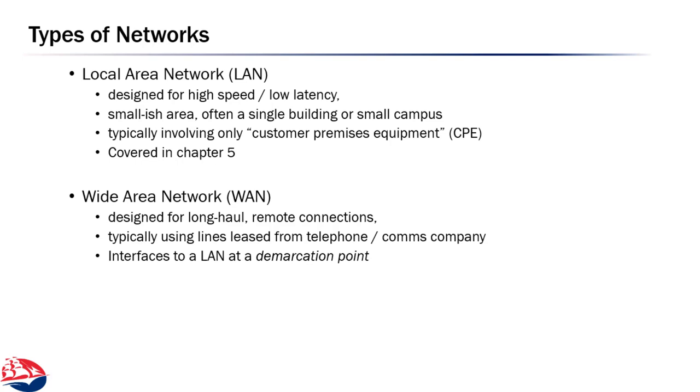And there will be a point where the WAN joins the local area network, and that's called the demarcation point, where everything outside of the demarc is the property and responsibility of the telephone company or the communications company, and everything on the other side of the demarc is the responsibility of the local customer. So when the guy with the backhoe digs up a fiber optic cable, we want to know who has to pay to put the fiber optic cable back in.